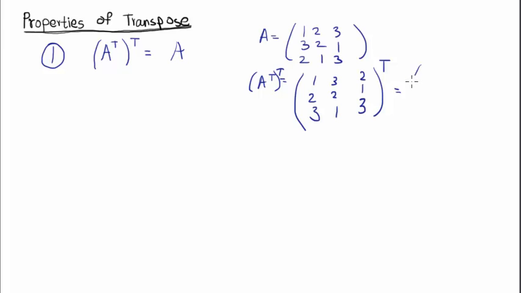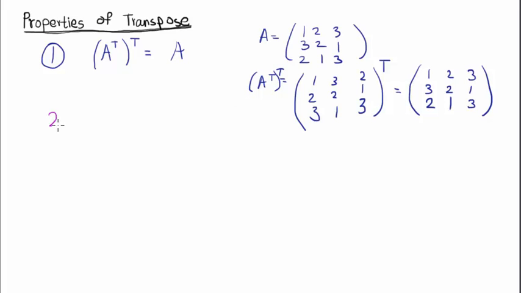And so what's the transpose of this now? Well, the first row becomes the first column, so 1, 3, 2. Second row becomes the second column, so 2, 2, 1. And then 3, 1, 3 becomes the third column, so 3, 1, 3. Did I get back to my original? Yeah. 1, 2, 3, 3, 2, 1, 2, 1, 3. So that's one of the most useful properties I would say of a transpose, but somewhat it's intuitive as well.